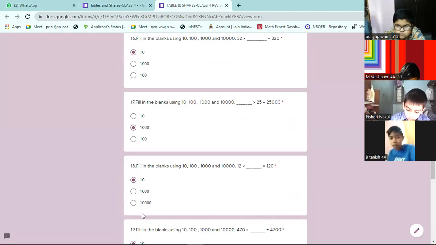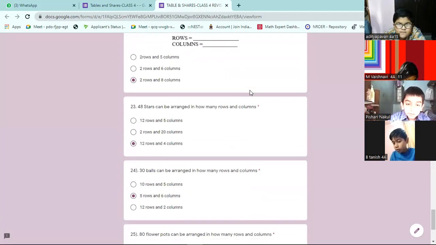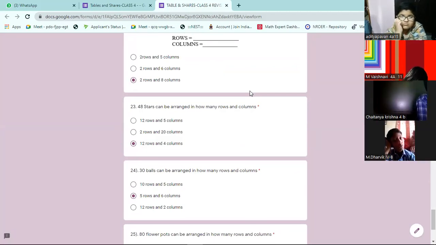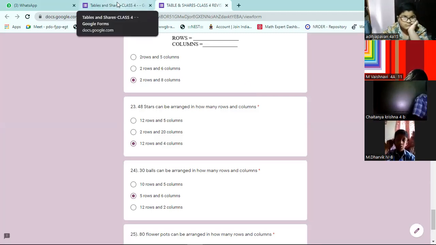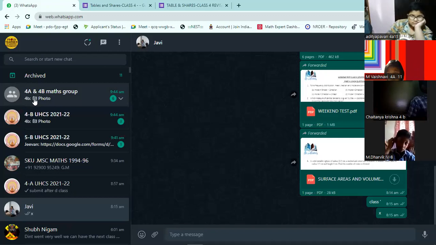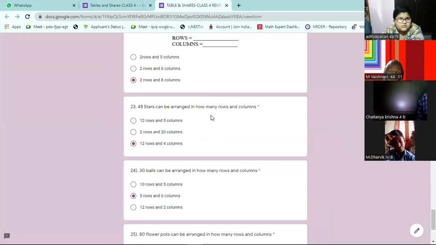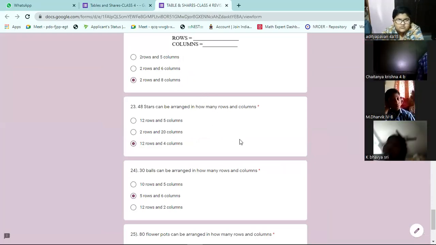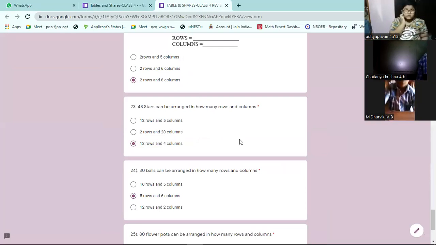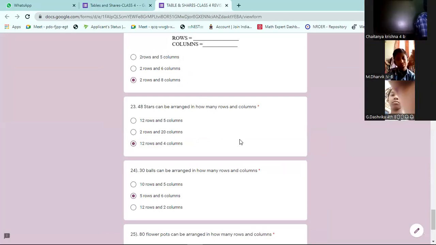Yes, what is the doubt? 23rd question. 48 stars. How to keep them? 12 rows and 4 columns. You have to multiply. 12 fours are 48. Those who completed, submit and leave the class. What is the 24th answer? 5 rows and 6 columns. 5 sixes are 30. You have to get 30.